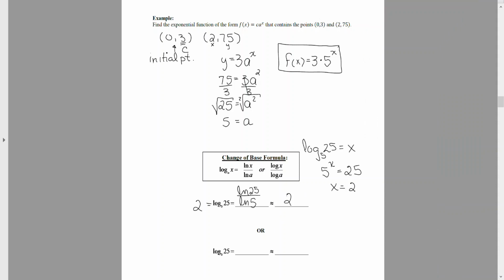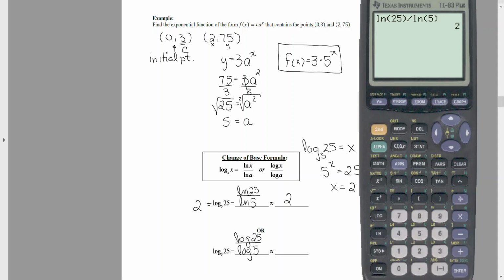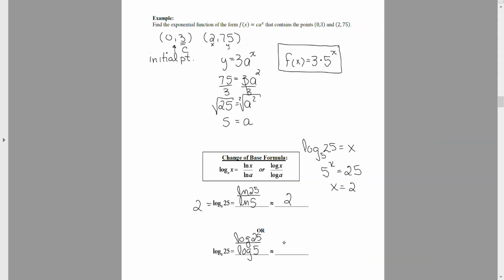Or I can use log base 10. So I can do log base 10 of 25 over log base 10 of 5. Remember, I don't have to write in the base 10 because that's the common logarithm. So if I take my calculator once again, and now use the LOG, log base 10 of 25, divided by log base 10 of 5, I end up with 2 as well.